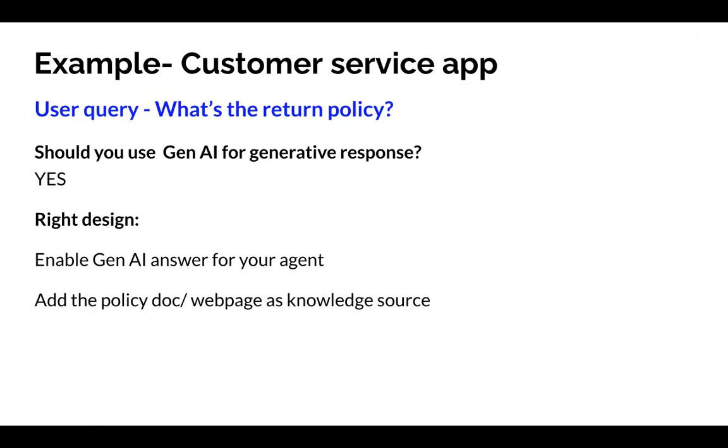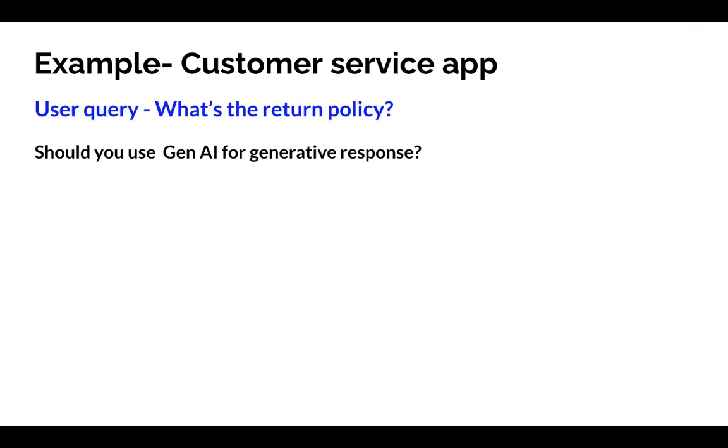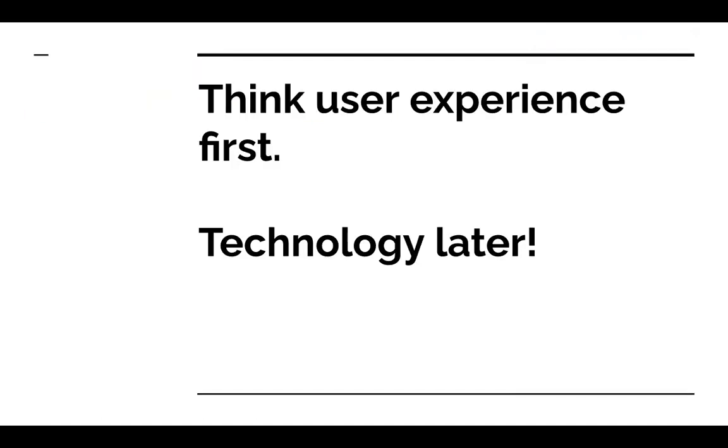So hopefully you found these two examples helpful to understand that you shouldn't jump into generative answers everywhere. Please look through your scenario, understand what you're trying to enable for the user, and do the right thing for the user. I'll go back to the point that I was making earlier: think about user experience first and technology later.